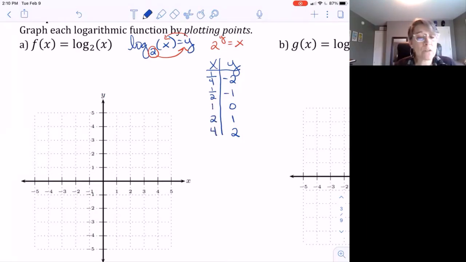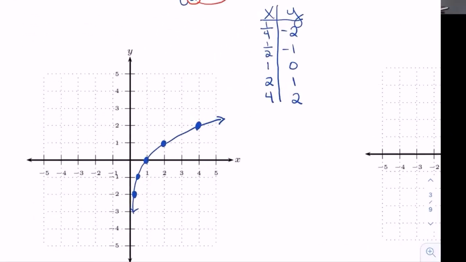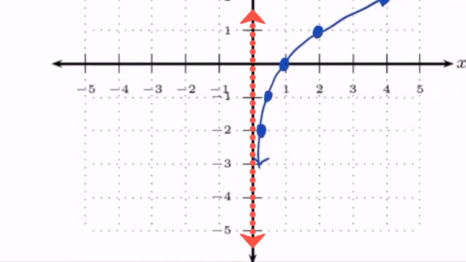So let's plot each of those points. When x is 1/4, y is -2. When x is 1/2, y is -1. X is 1, y is 0. When x is 2, y is 1. And when x is 4, y is 2. So we have a nice increasing function. Notice there, no matter how close to -infinity we get for y, we're still going to get a positive reciprocal. So our graph is not crossing that y-axis.